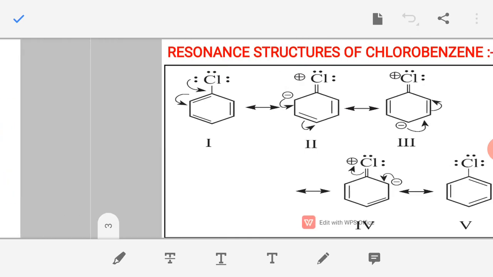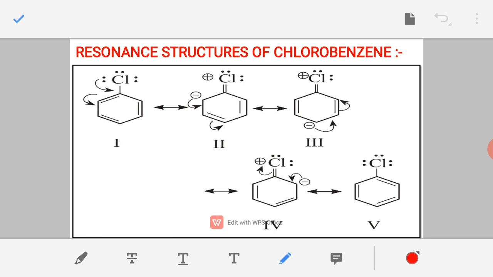Then in 11th science, we have seen the resonance structures of different aromatic compounds. Then what is resonance? Resonance means there are two or more identical structures of a compound in which there is an identical position of atoms but they differ in the arrangement of electrons between them.